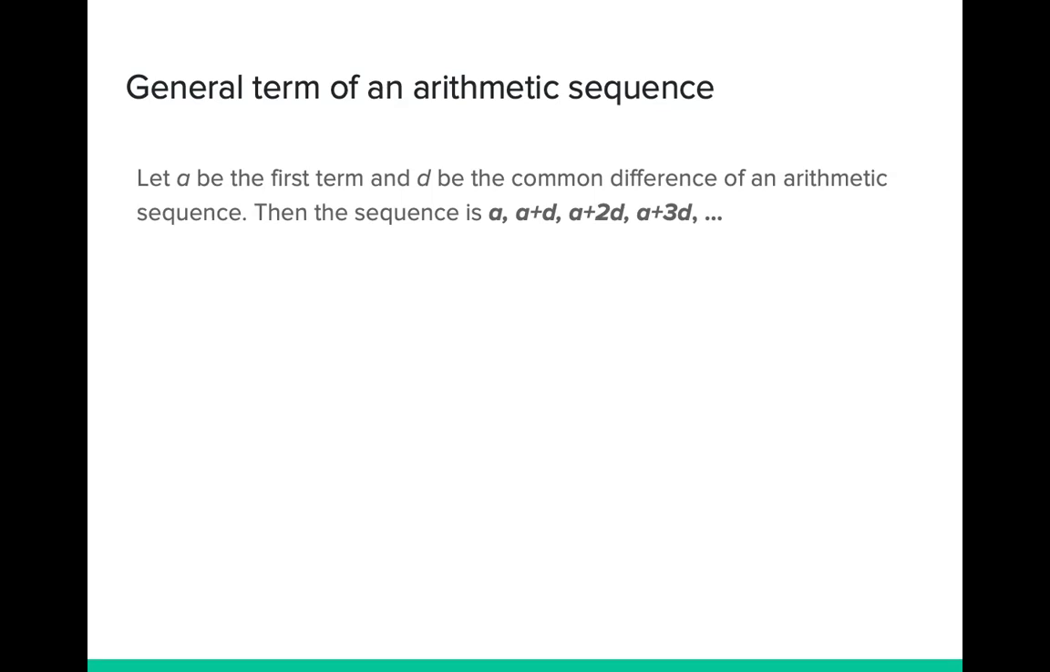So what will be the general term of an arithmetic sequence? Suppose we have the first term as a and d as the common difference of an arithmetic sequence. Then what will be the general formula for this arithmetic sequence? A, a plus d, a plus 2d, and a plus 3d, and so forth.